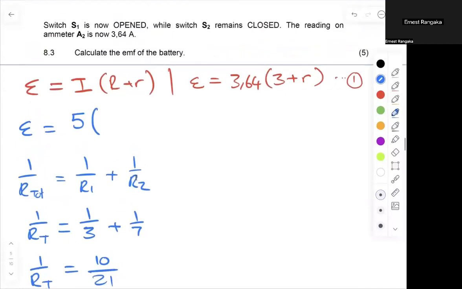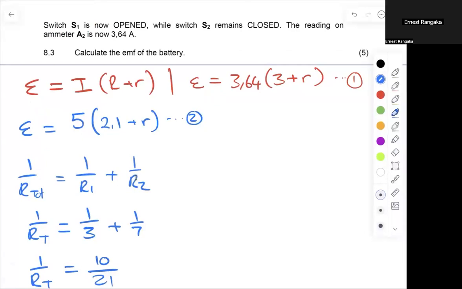That 2.1 ohms is going to go in here, 2.1 plus my internal resistance r. And this is going to be my equation 2. Now I've got two equations, equation 1 and equation 2. All I need to do is solve them simultaneously to find what the value of EMF is going to be.